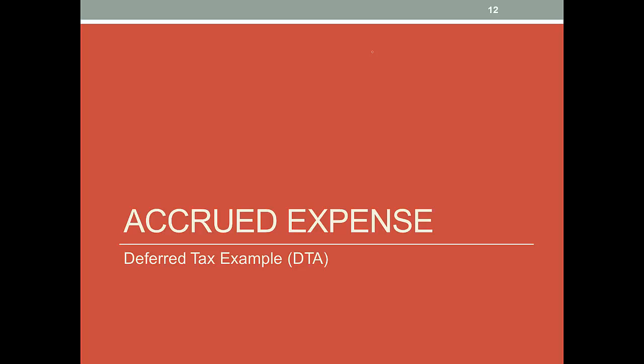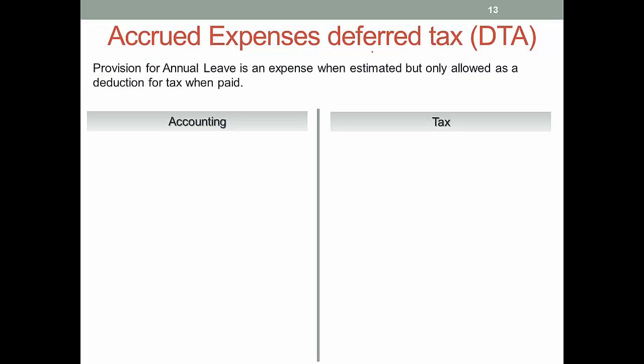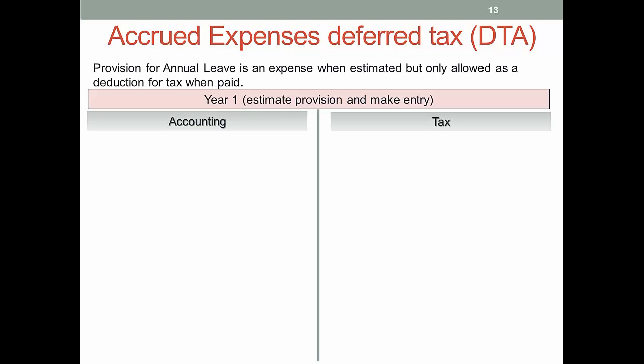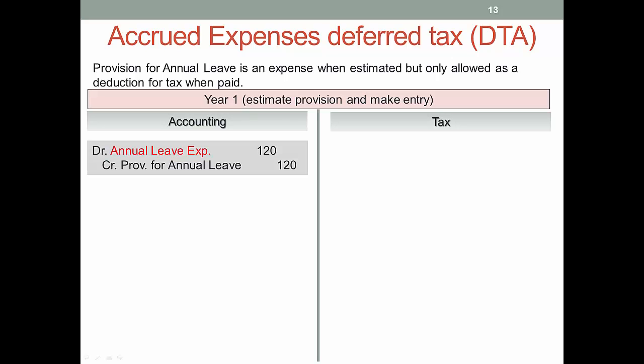So it's an expense that's occurred, but the cash flow hasn't yet happened. A good example might be provision for annual leave, provision for your employees' annual holiday. That's going to be an expense when estimated, but for tax reasons, it'll generally just be allowed as a deduction when the cash flows out.